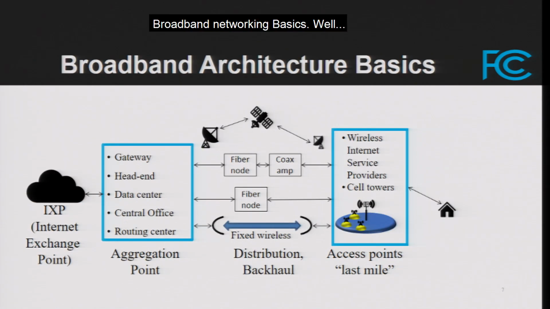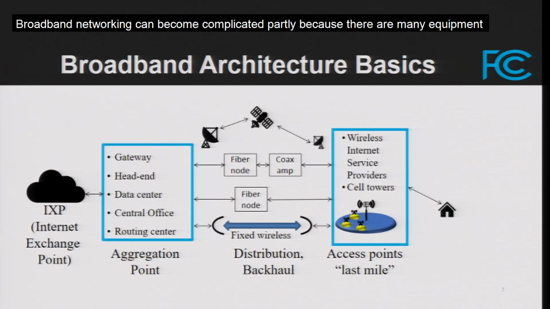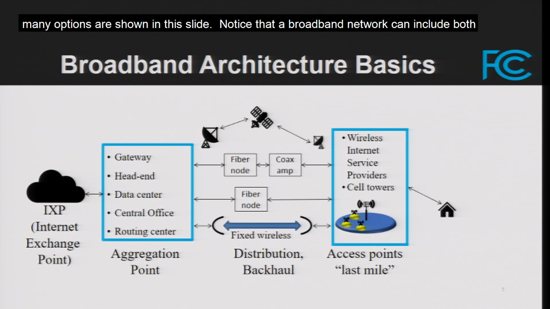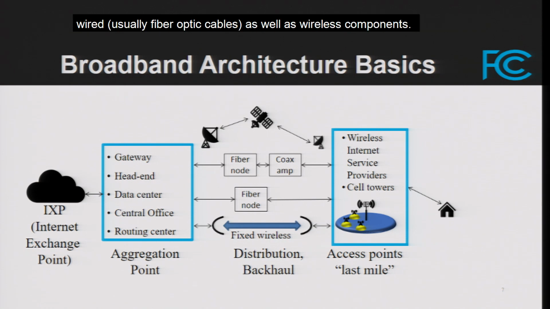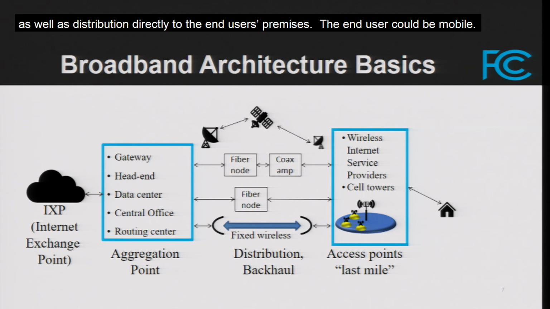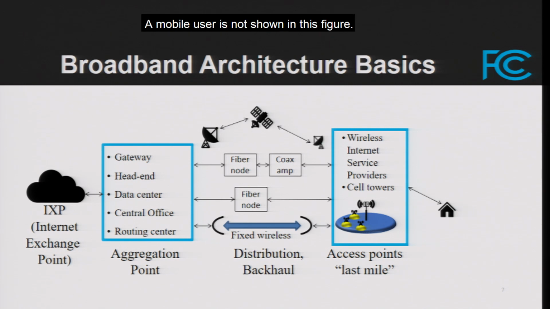Broadband networking basics. Broadband networking can become complicated partly because there are many equipment and technology options available to complete a network and provide service. Some of the many options are shown in this slide. Notice that a broadband network can include both wired, usually fiber optic cables, as well as wireless components. The 2.5 gigahertz and 3.5 gigahertz are suitable for wireless distribution and backhaul, as well as distribution directly to the end user premises. The end user could be mobile, and a mobile user is not shown in this figure.